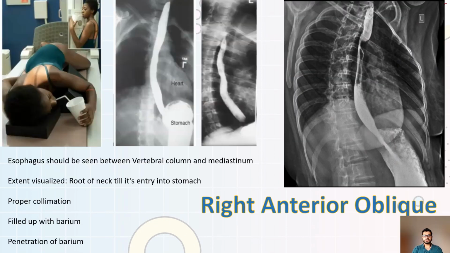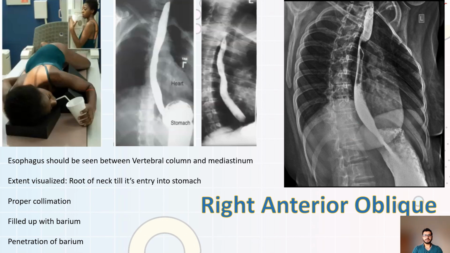So the most common position I told you was right anterior oblique. Here the esophagus is seen between the vertebral column and the mediastinum, and the extent of the esophagus that is visualized is from the root of the neck till its entry into the stomach. In this view, we should have proper collimation. The esophagus should be completely filled up with the barium, and there should be adequate penetration of the barium.